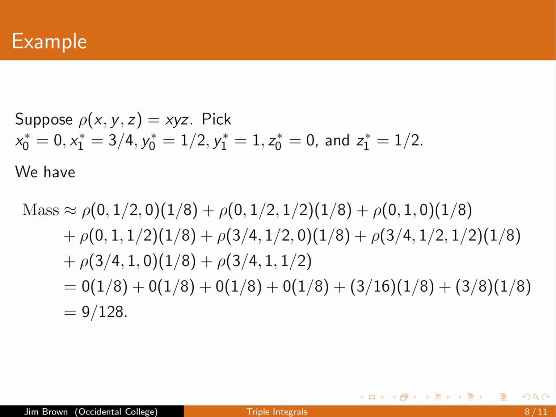Since it's x, y, z, anytime there's a 0 in any of the coordinates, that'll just give me 0. So we're really only going to get 2 terms where there's not 0 at all. That's going to be, we have to have x1 in the x coordinate, and then we can take y0 or y1, and then we have to have z1. And so in that case, with this example, for this particular function and these particular choices of our points in the smaller boxes, we get the mass is about 9/128.